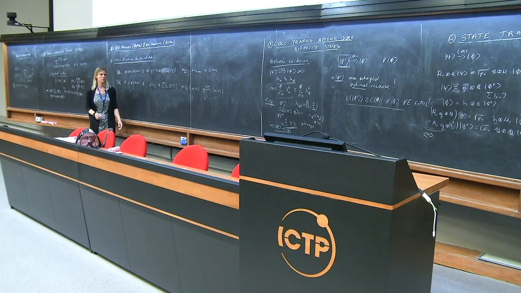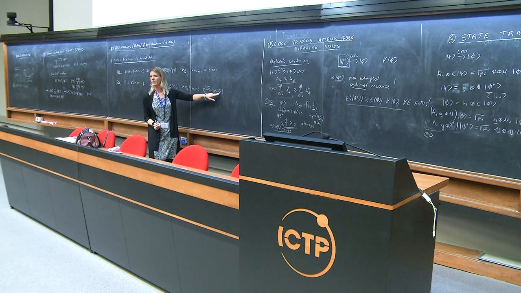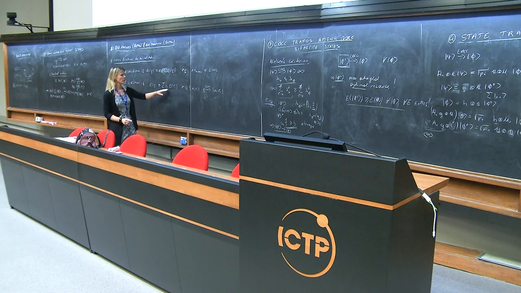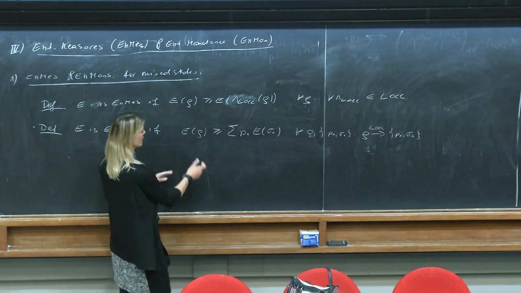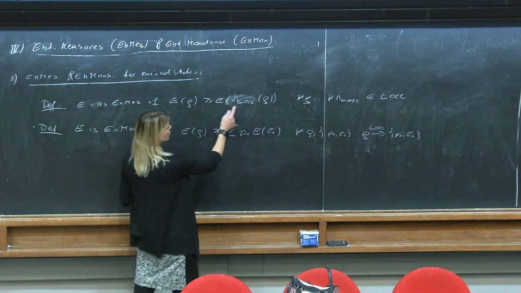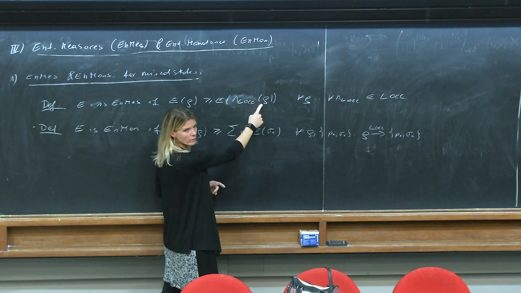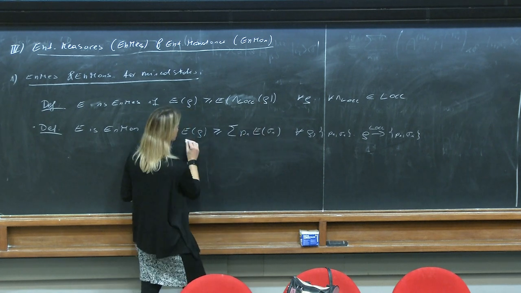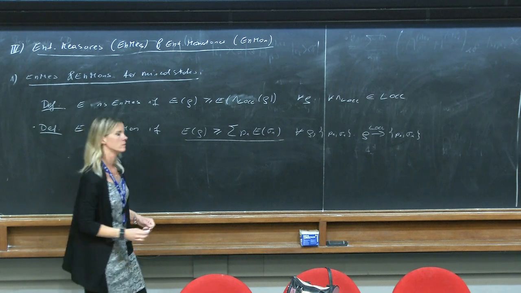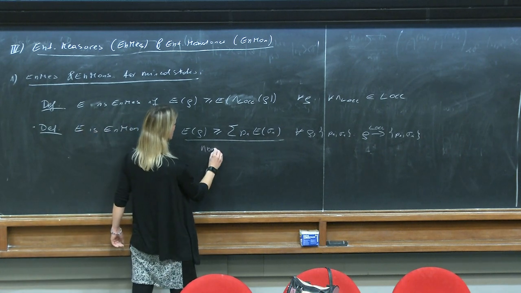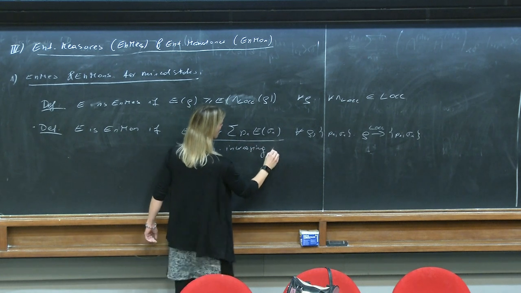OK, so here, indeed, I consider different outcomes. I get with probability pi_i the state sigma_i. And what I'm asking for now is not only that E of rho is larger than E of lambda applied to rho, but I'm asking that it's not increasing on average. OK, so it's something different. OK, so this is non-increasing on average.